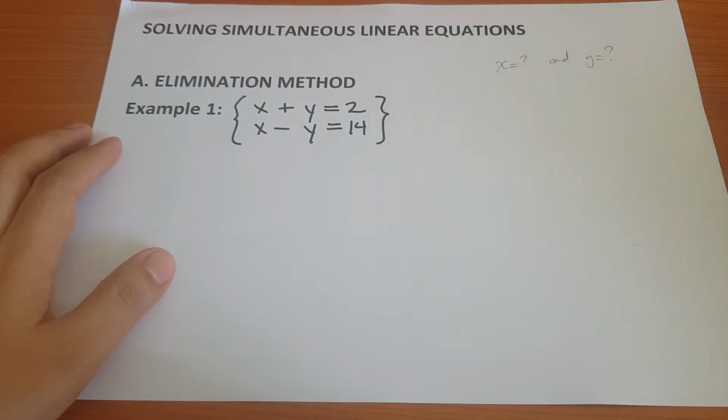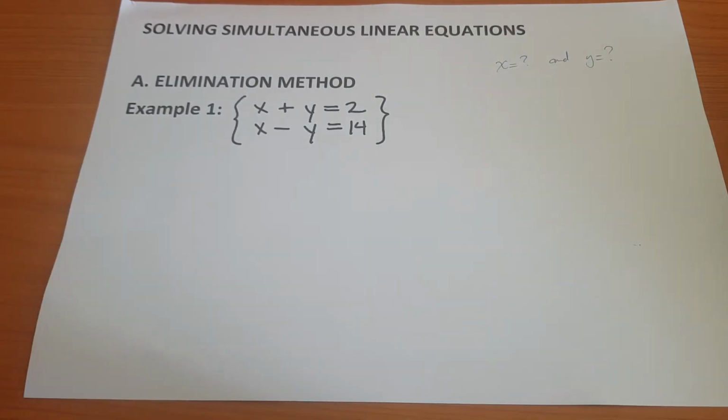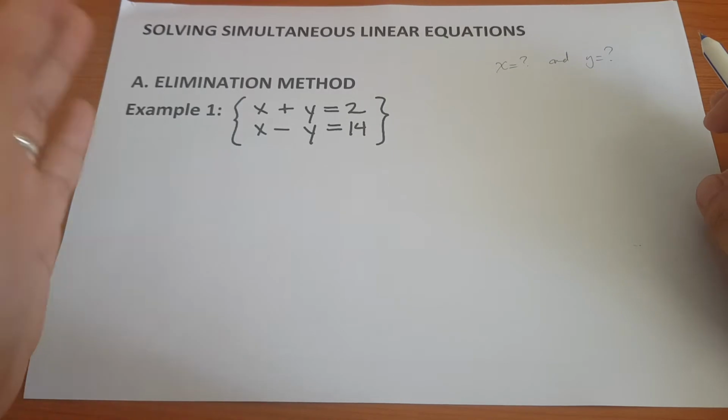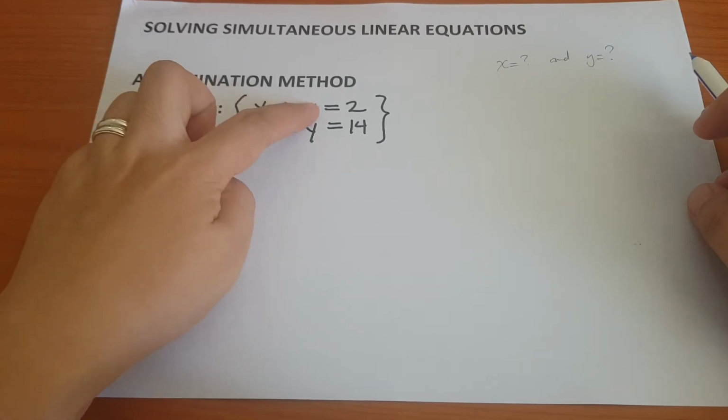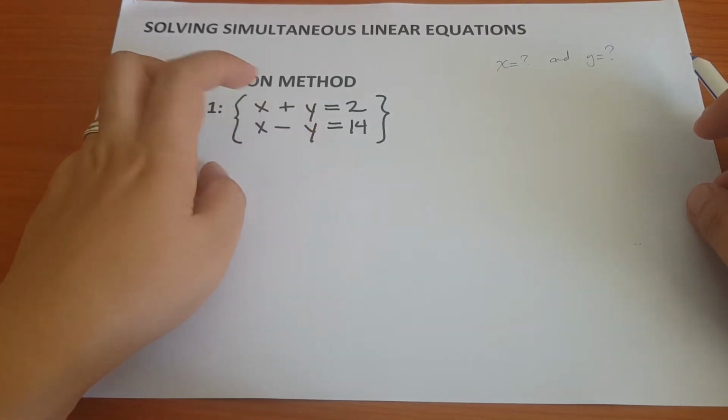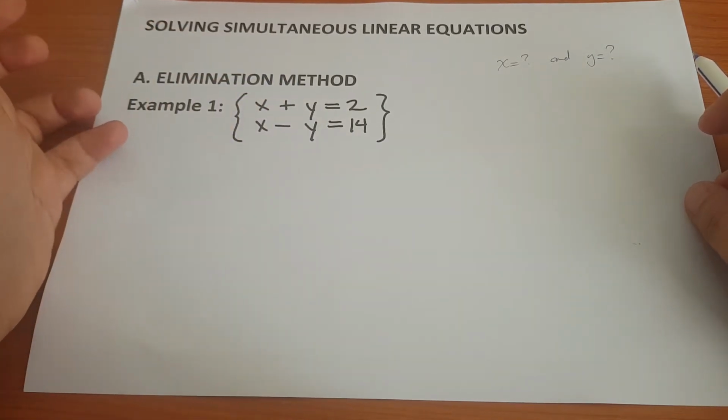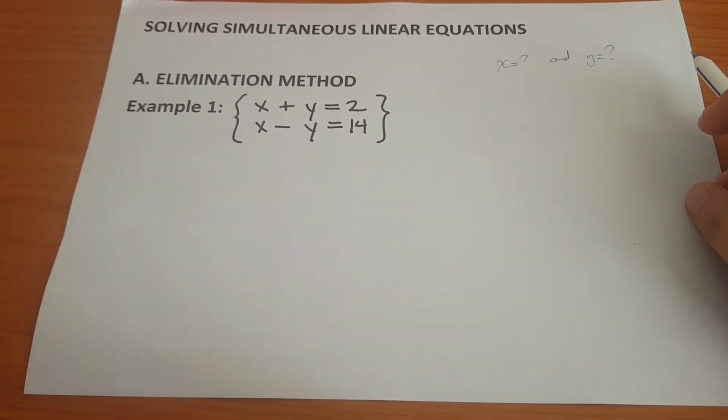When you say elimination, to eliminate, that means your goal is, if you look here, what will you do so that this part will be 0 or this part will be 0? Sometimes you need to multiply something so that they will be the same, and then the result will become 0. So that will be your goal.